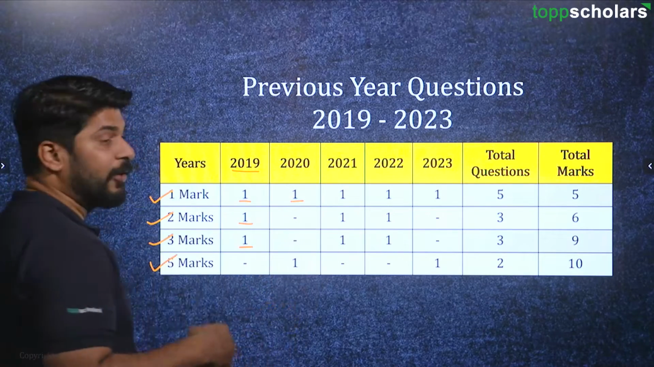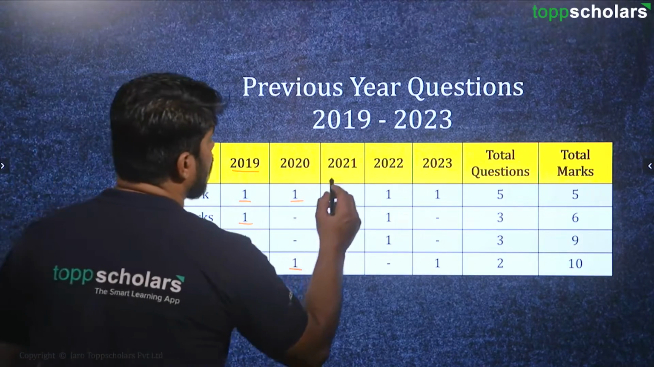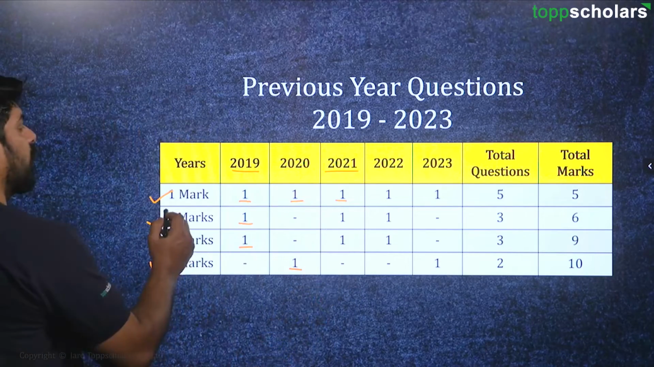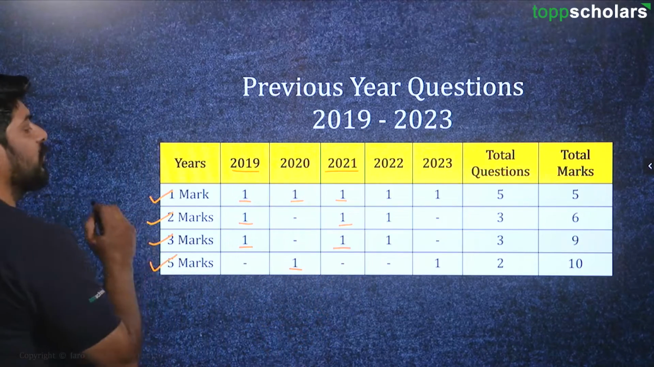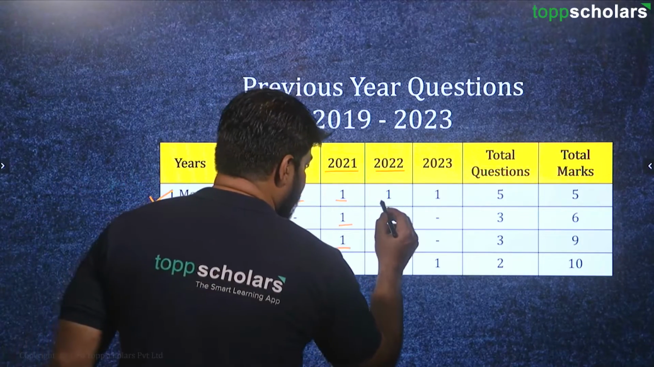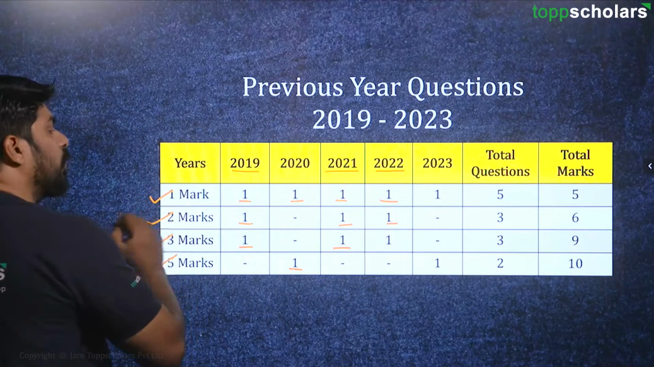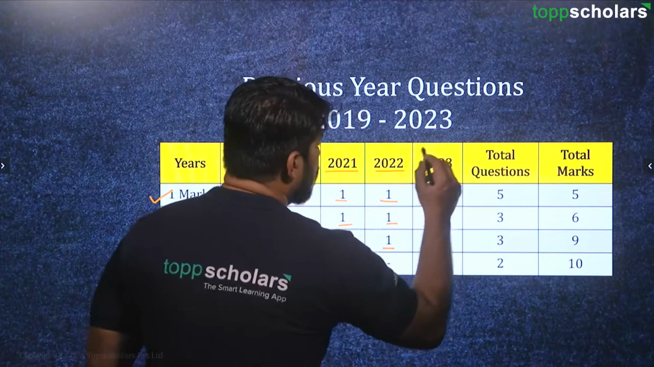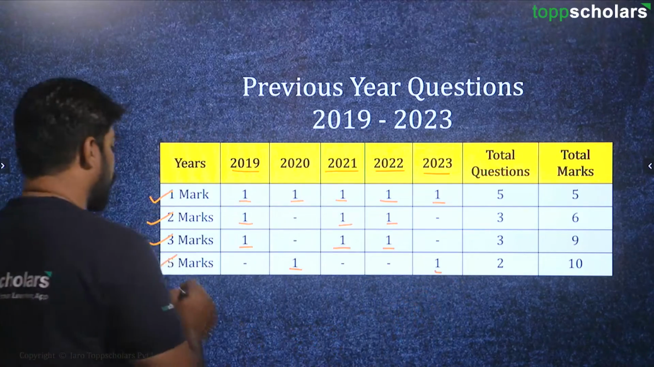Then over here we have one question for 1 mark and one question for 5 marks. Then here in the year 2021 we have one question for 1 mark, one question for 2 marks and one question for 3 marks. Then here in the year 2022 again we can see one question for 1 mark, one question for 2 marks and one question for 3 marks. Similarly here in 2023 we have one question for 1 mark and one question for 5 marks.